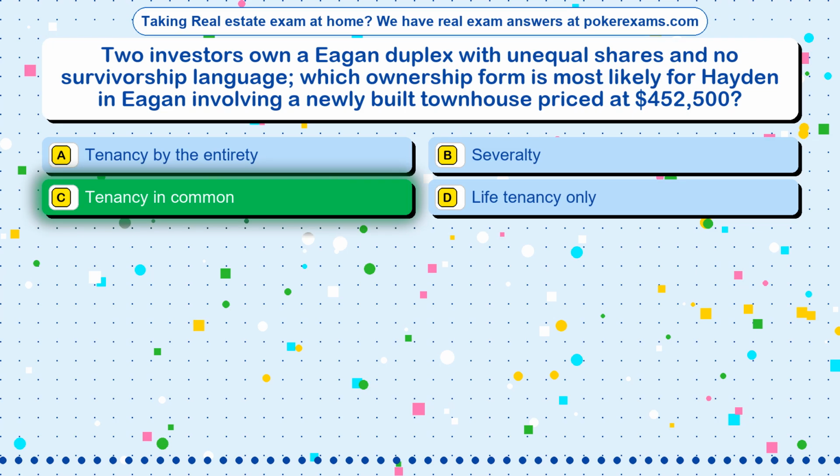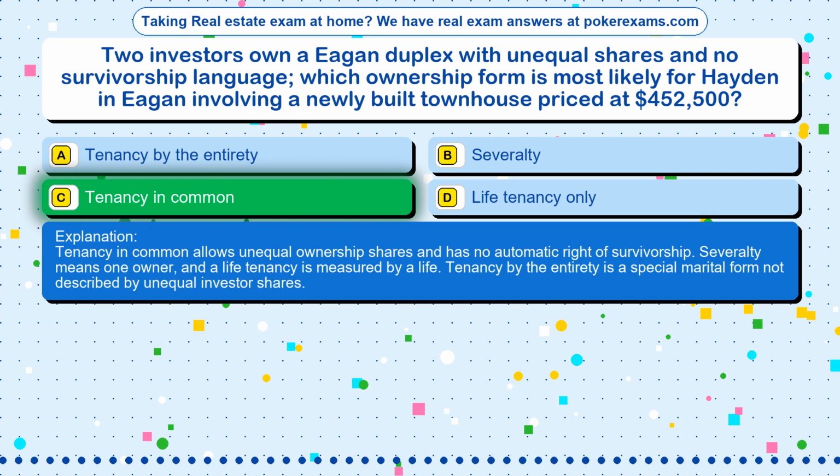The correct answer is option C. Tenancy in common. Tenancy in common allows unequal ownership shares and has no automatic right of survivorship. Severalty means one owner, and a life tenancy is measured by a life. Tenancy by the entirety is a special marital form not described by unequal investor shares.